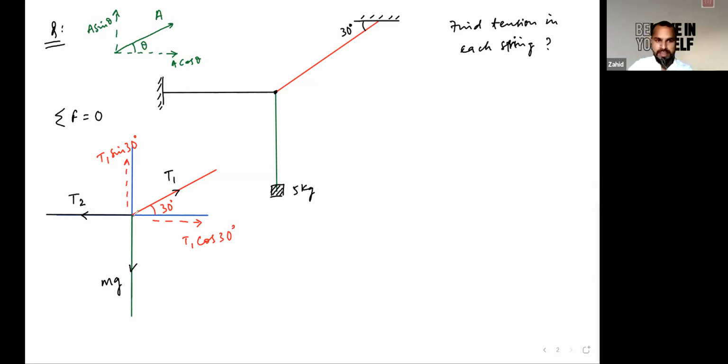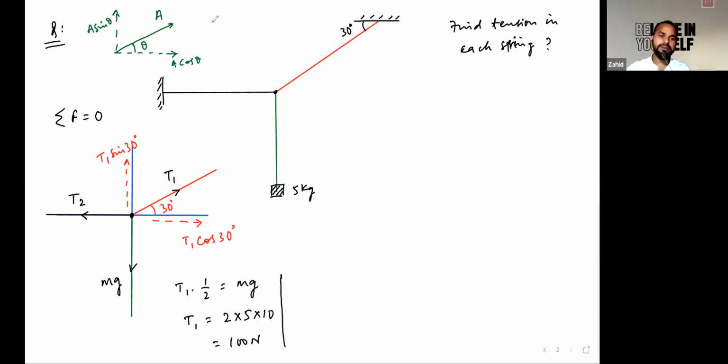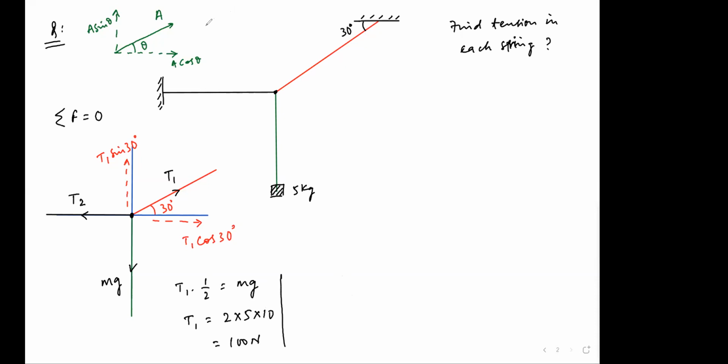Now, since the net force acting on this particular point is 0, the total upward force must be equal to the total downward force, and the total left-hand side force must be equal to the total right-hand side force. So just comparing, you get T1 sin 30 equals m times g. On solving, T1 would be equal to 2 times g. So it will be 100 Newton. Sine of 30 degrees equals 1/2. Okay.